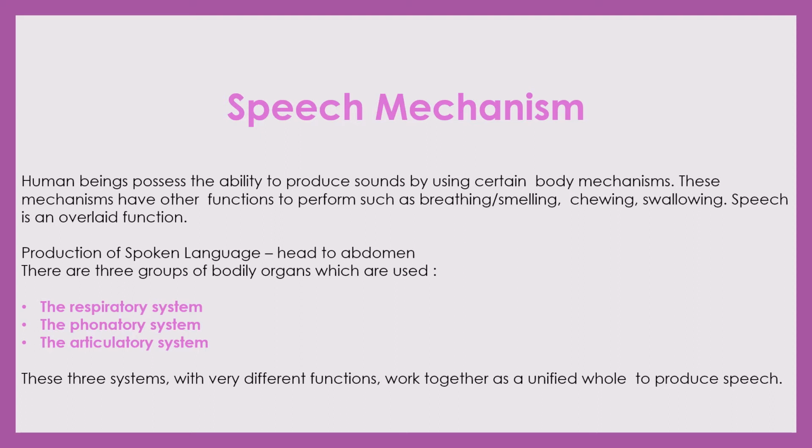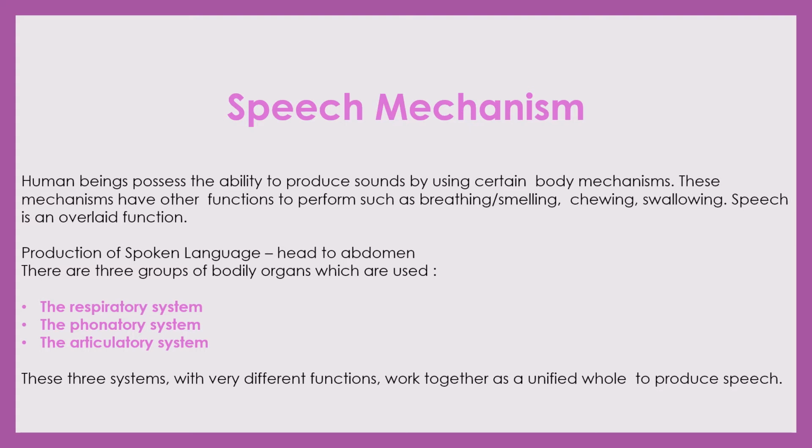Speech mechanisms. Human beings possess the ability to produce sounds by using certain body mechanisms. But these mechanisms have other functions to perform also. For example, we breathe through our nose and we can also smell. Our teeth are used for chewing. The throat is used for swallowing. The lungs are for respiration. So, speech becomes an overlaid function.